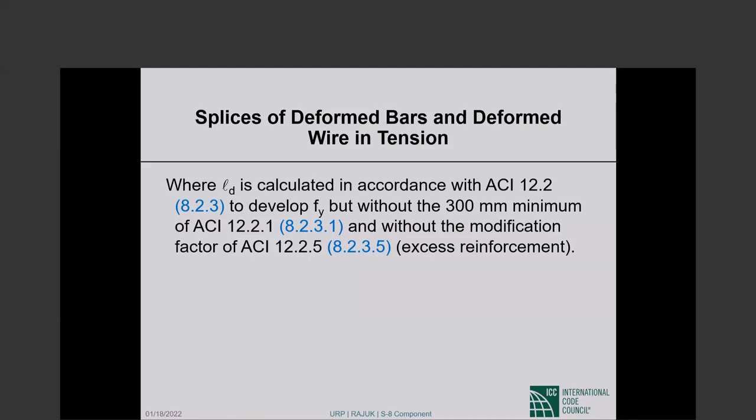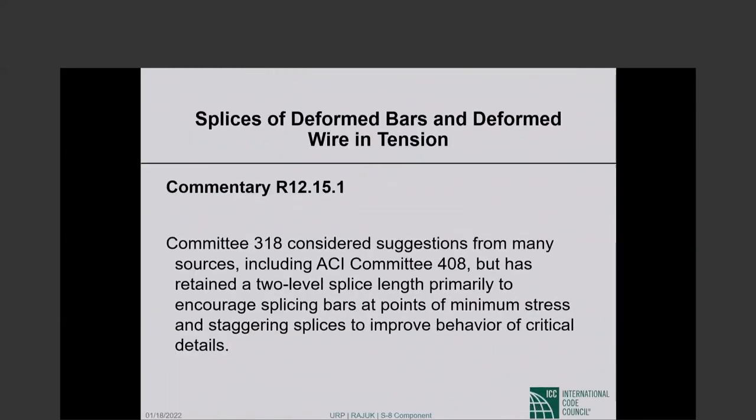So we are saying that when you calculate the development length, forget about the 300 millimeter minimum on it. It's a calculated development length that we want. And the modification factor for excess reinforcement, if you have taken that, forget that. Okay, don't bring that over in calculation of splice length. So splice length is 1 or 1.3 times development length. The development length is calculated without a minimum of 300 millimeters on it, and it must be without any excess reinforcement factor.